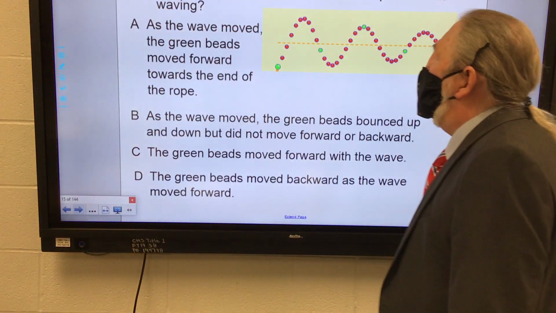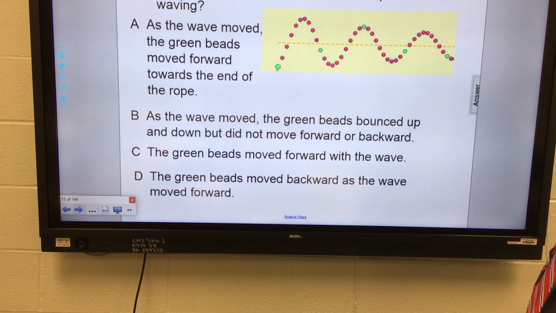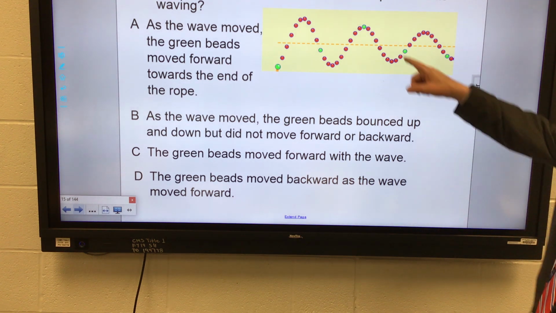Okay, so let's look right here, if you were in the simulation. How would you describe the movement of the green bees? What are they doing here?